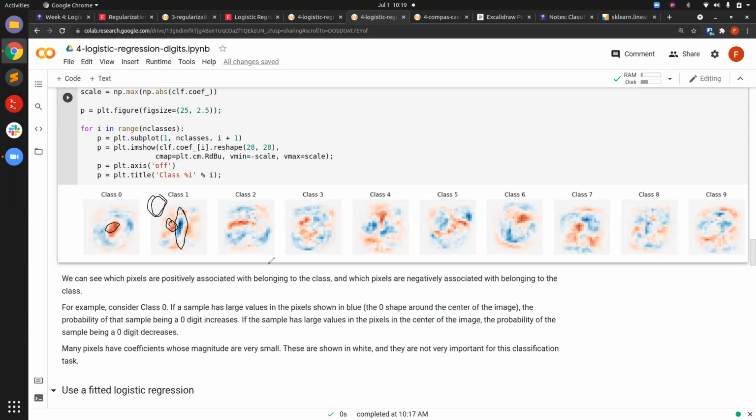Okay. So these logistic regression coefficients are interpretable. We can look at them and see how writing in different areas of the image makes it more or less likely that we belong to a particular class.